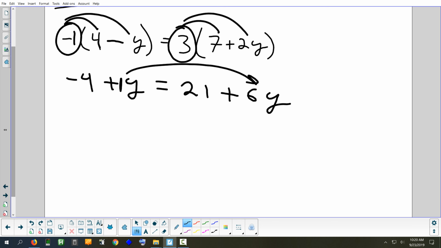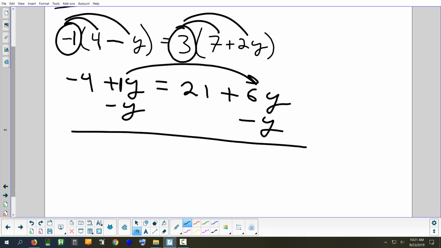So we want to move that y, but what kind of y is it right now? Positive or negative? Positive. And what would be the opposite of that? Negative. So we're going to do negative, which basically that's subtract. Subtract y, subtract y, because we're moving it to the other side. Okay, y's cancel out. Only thing on the left is negative 4.